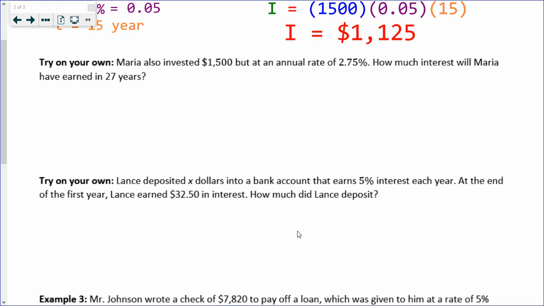I'll give you a hint, though. You have the rate. You actually do have the year. 1 year. And you have the interest. You're trying to figure out how much he deposited. So that's how much did he put in the bank. You're trying to find your principal. So give that one a try as well.